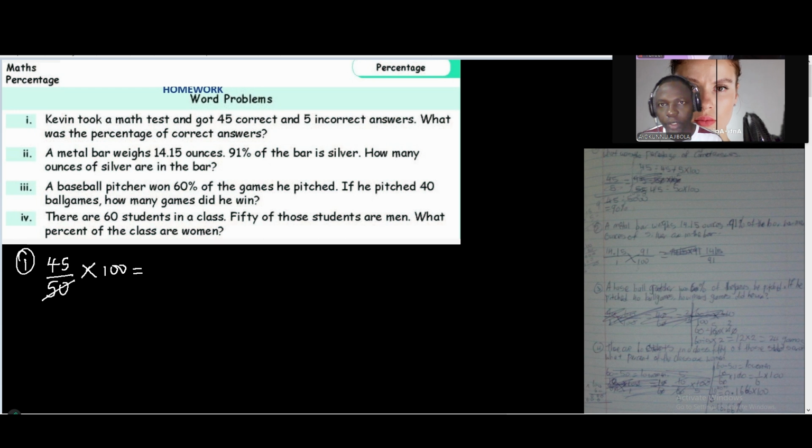You say 50 here 1 and 50 here 2. 45 times 2 is 90%. So you got that right.